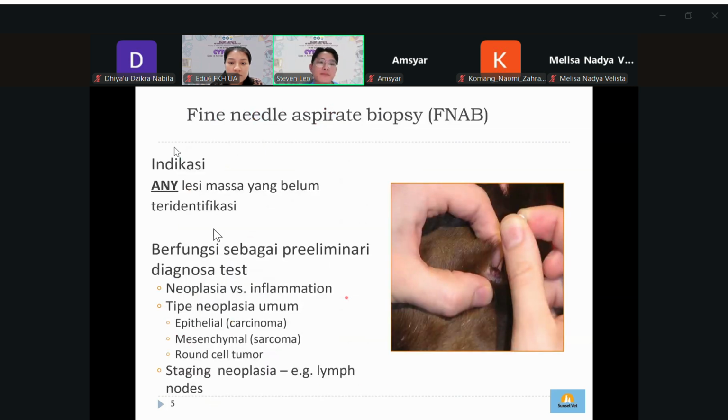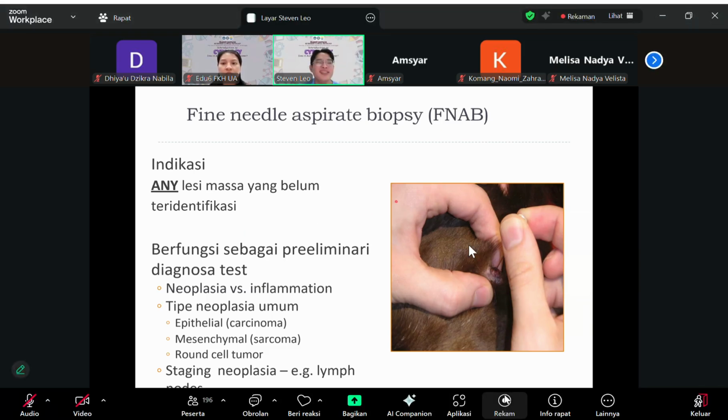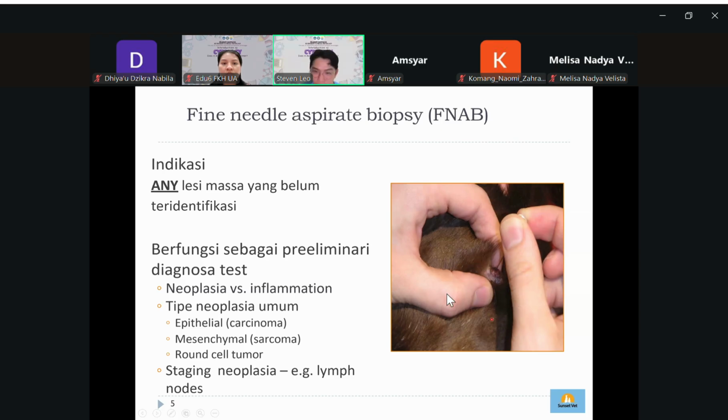And what is fine needle aspiration? Some people mention it as fine needle aspiration biopsy, but it's literally the same. We want to get the cells, so we call it cytology. The indication is if you don't know what's going on with the mass, you just take your magic needle, hold the mass, stick the needle into the mass, and take samples from different sides.